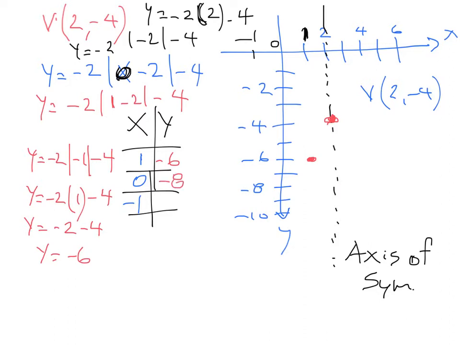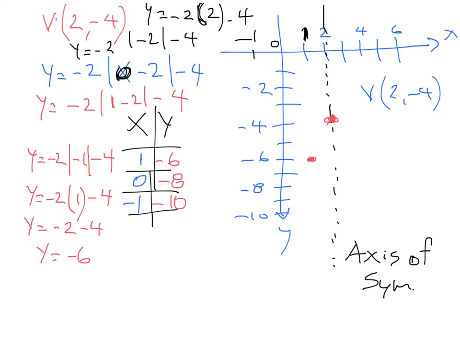I'll do the same with -1. It doesn't let me erase. If I replace the x by -1, it'll give me -3 on the inside. The absolute value of -3 is +3, times -2 is -6, minus 4 is -10. I kind of did mental math right there, but you know the previous two, so it's the same process.